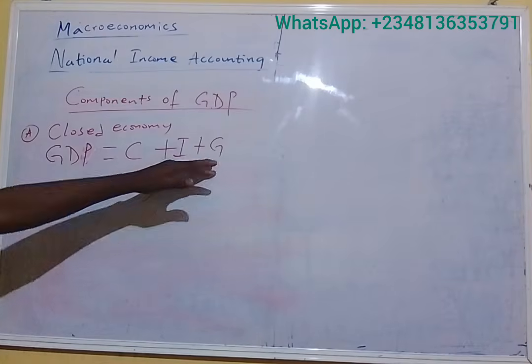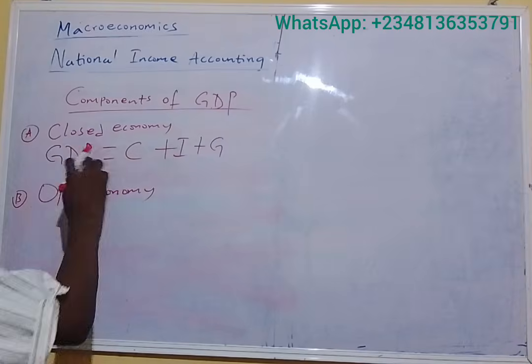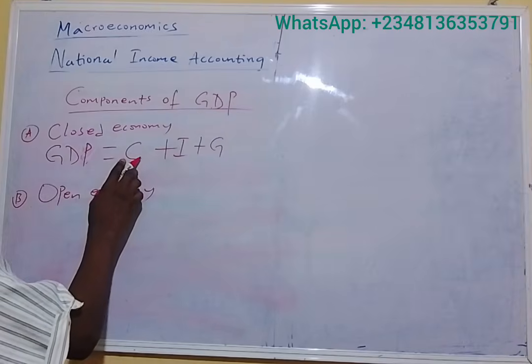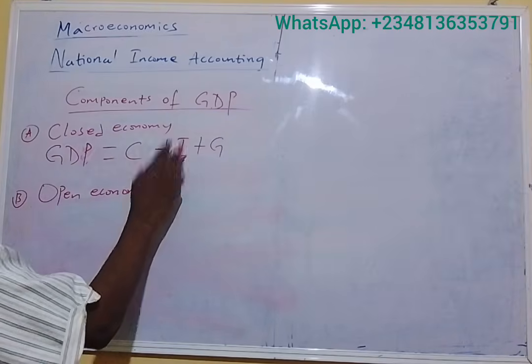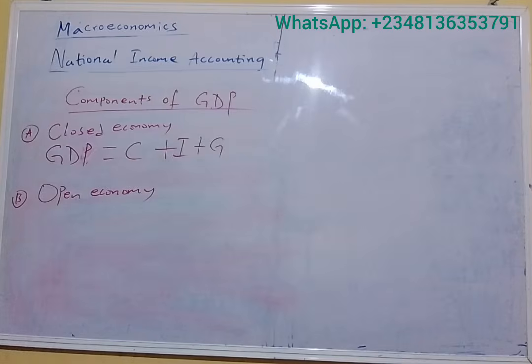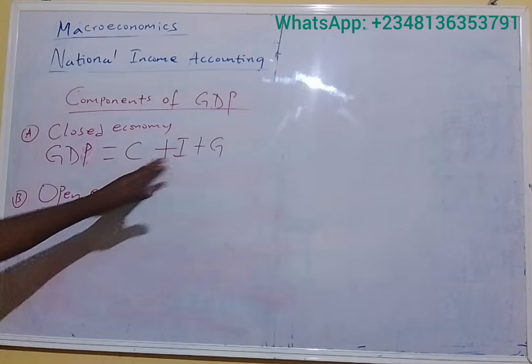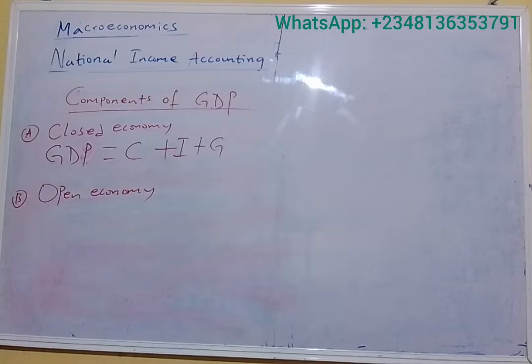So these are the components of GDP in a closed economy. C, consumption, investment, and government expenditure. So these three components make up GDP in a closed economy. That is spending in a closed economy.